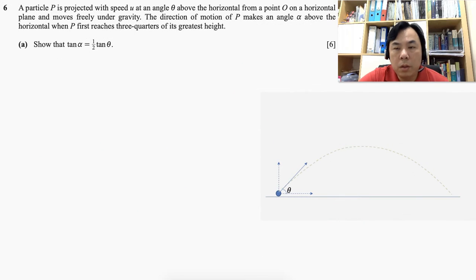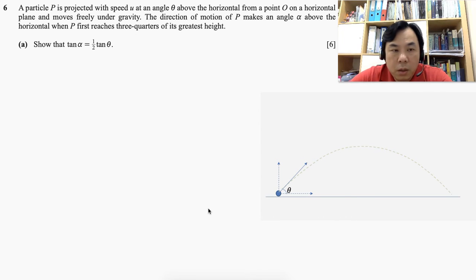All right, question number 6. It's a projectile motions question. A particle P is projected with speed u. Okay, we can see that this is speed u here. At an angle theta above the horizontal from a point O on the horizontal plane and moves freely under gravity. You can see that from the diagram itself. The direction of motion of P makes an angle alpha above the horizontal when P first reaches 3/4 of its greatest height. Now we need to show that tangent alpha is equal to half tangent theta there.